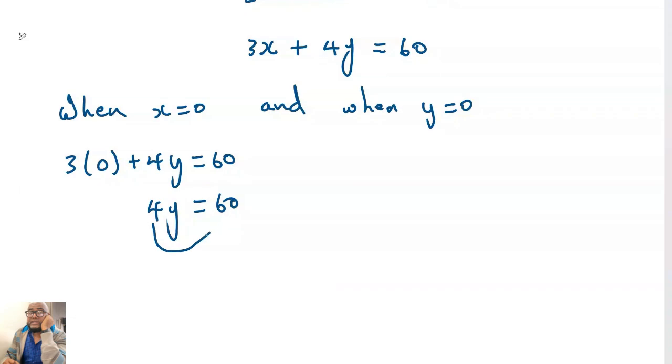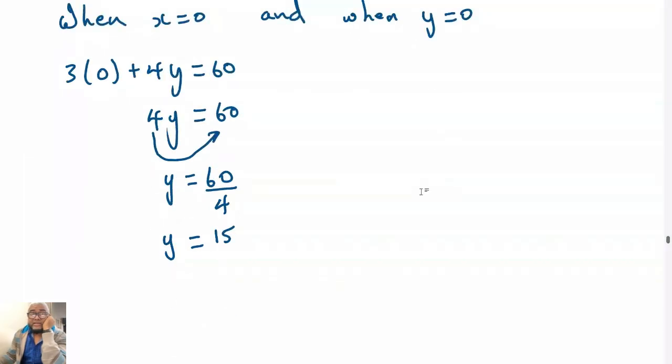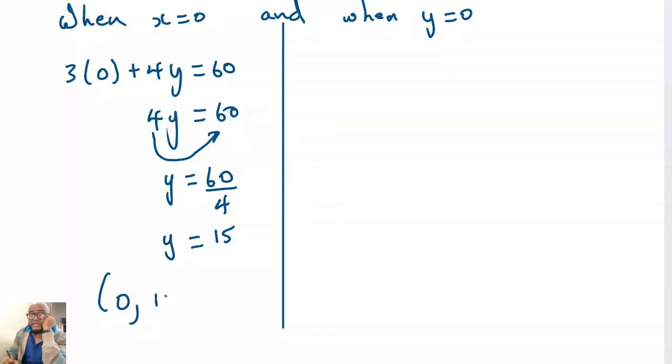What do I need to do with this 4? Divide. Excellent. Y is equal to 60 divided by 4. Y is equal to 15. So this coordinate here is one working. This would be my y-intercept. This coordinate would be x being 0 and y is 15. That's one coordinate I could plot.